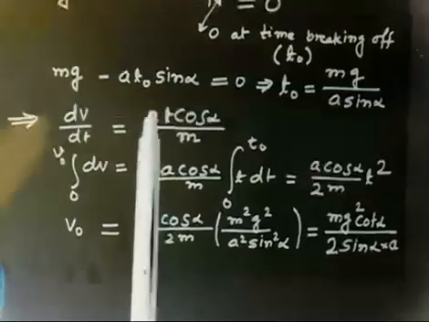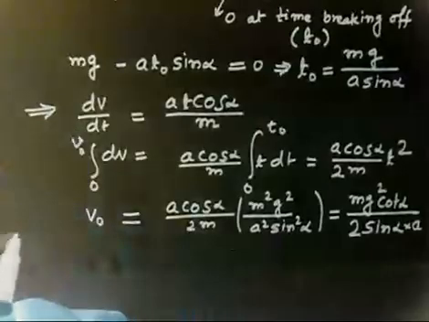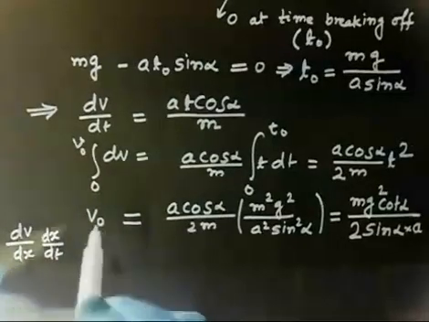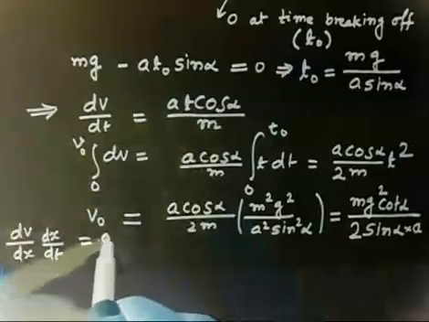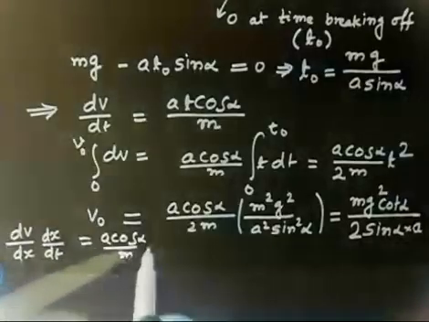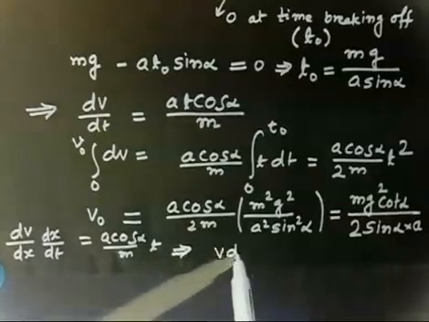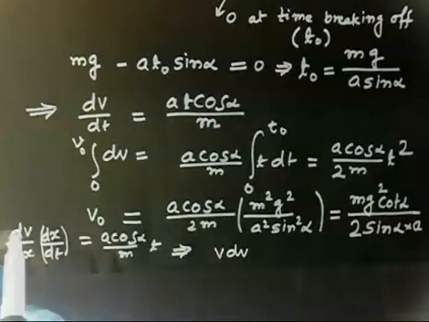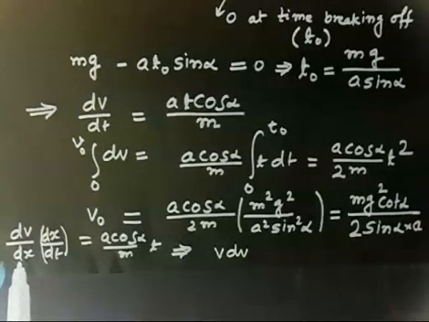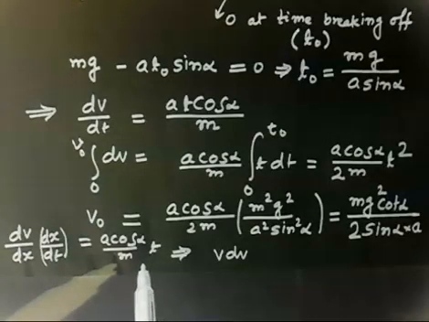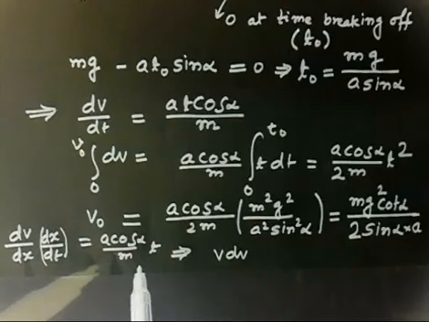So I can write this equation as dv by dx and dx by dt. Are you getting? This is equals to a cos alpha by m into t. Now dx by dt is what? V. So you will have v dv. Now this dx by dt is v, so I have to eliminate t. Are you getting? So basically I want to find displacement, distance, so I have to eliminate t. So how can I do that?